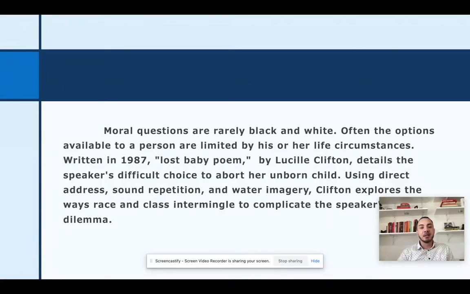poem. The third sentence gives us the title of the poem, the author, and gives us a short synopsis. And then finally, the last sentence lets us know not only what the poet is writing about, what the theme is, but also what are the three techniques that are going to be discussed in this particular essay: direct address, sound repetition, and water imagery.